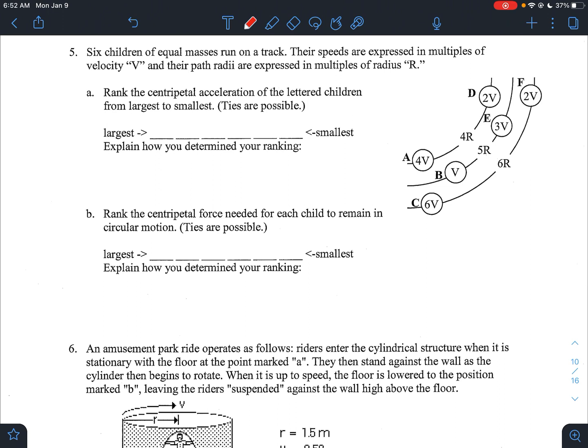For question 5, this is very similar to our other track question where we're just looking at ratios. This time we have equal masses of athletes. So for our centripetal acceleration, part A, we're going to be looking at both the velocity and the radius. So for, say, athlete A, a relative velocity of 4, so 4 squared, over the radius of that lane, which is 4. Pretty easy math. We get an overall value of 4.